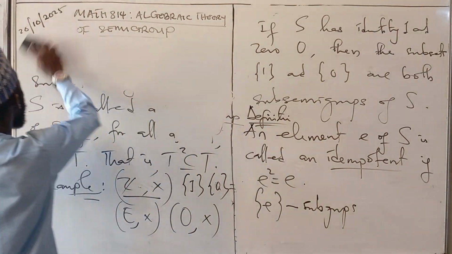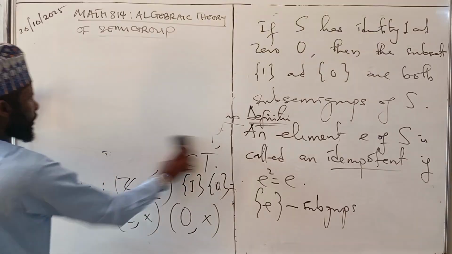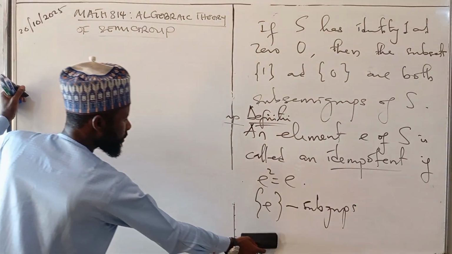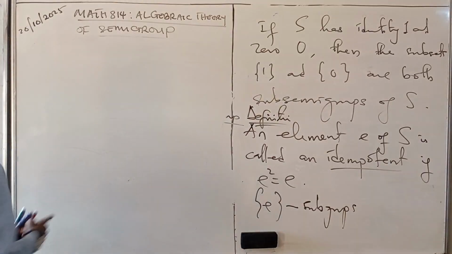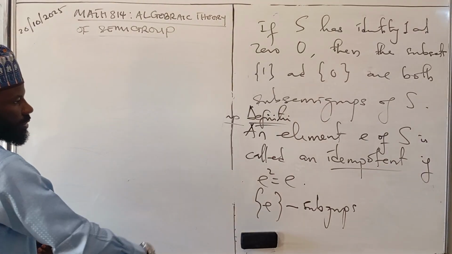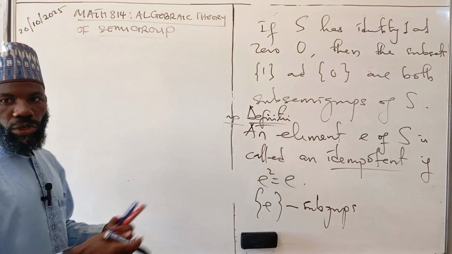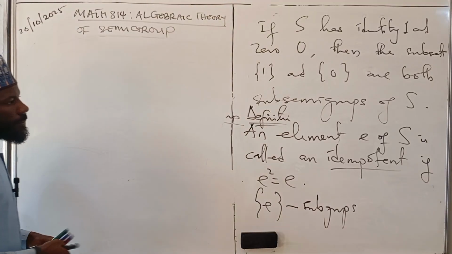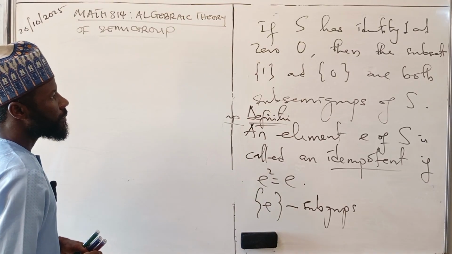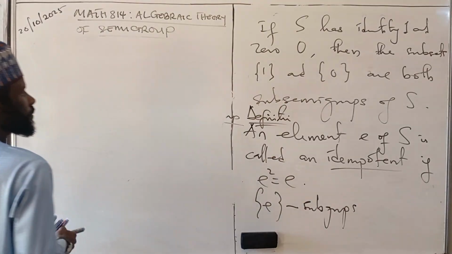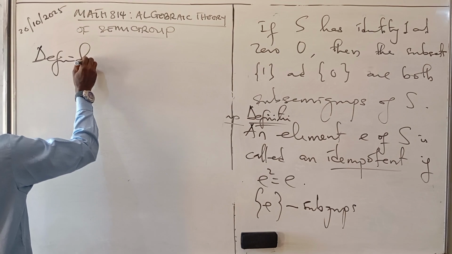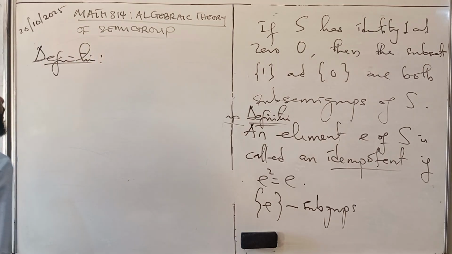So a subsemigroup that sits properly inside, not any one of these, will be called a proper subsemigroup. Okay? So maybe I will suspend this issue here and define the notion of an ideal.